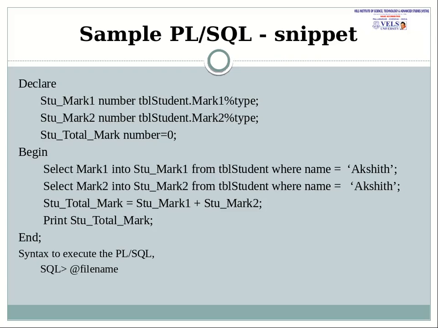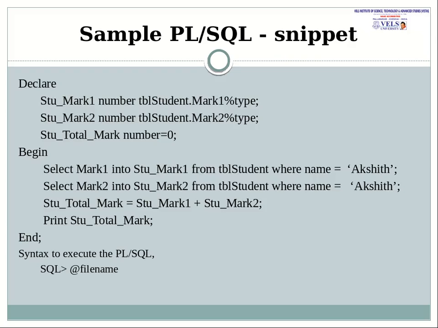Here, select mark 1 into student mark 1. So the actual data type has a data attribute named mark 1, and student mark 1 is the name of this data type. Select mark 1 into student mark 1 from the table student where name equal to Akshit. And the second mark we retrieve from this table: select mark 2 into student mark 2, which is my alias name of mark 2, from the table student where name equal to Akshit.